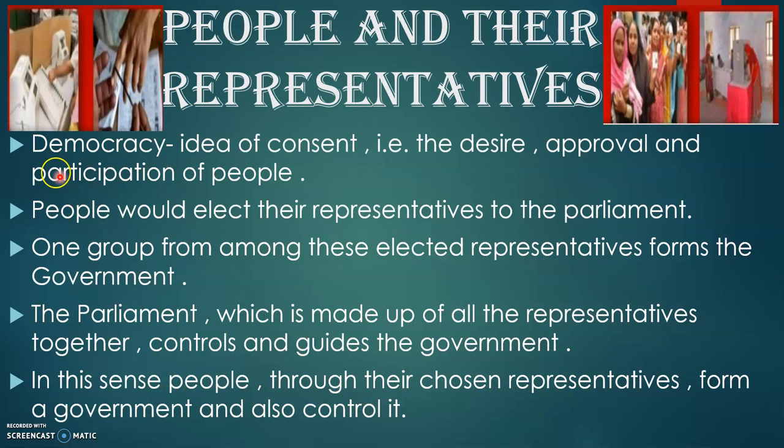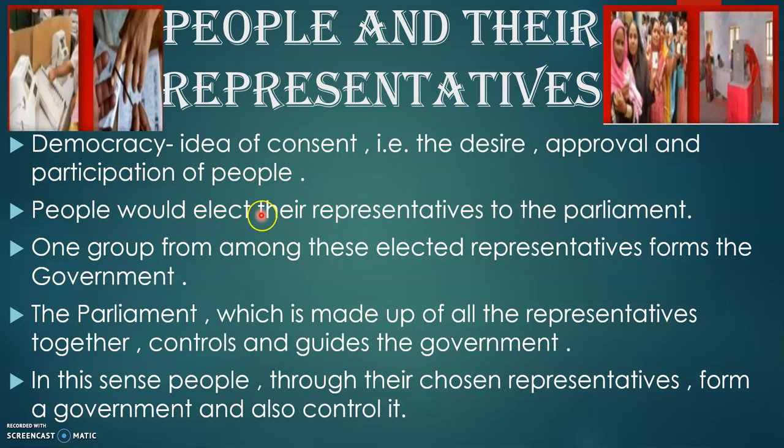Now we'll focus on the next topic, people and their representatives. In order to understand who all are part of parliament, let us find out the role of election in a democracy. The take-off point for a democracy is the idea of consent, that is, the desire, approval, and participation of people. It is the decision of people that creates a democratic government and decides about its functioning.